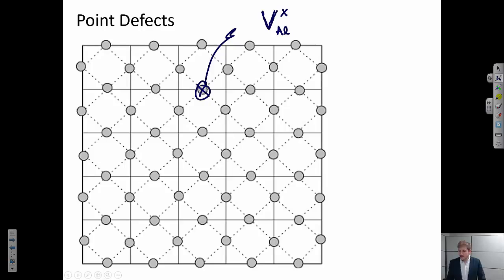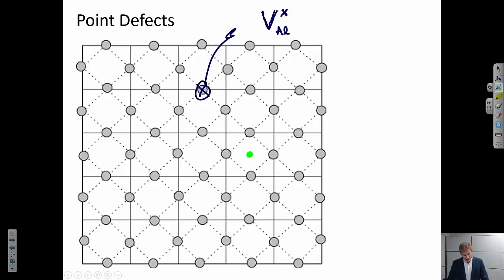And then we give a symbol that refers to the charge of this point defect. So in this case, aluminum vacancy in aluminum lattice is a neutral charge. So we put an X there. So vacancy is the first type. The second type would be an interstitial. And that is if we have some other atom sitting in a site in this lattice that is not normally occupied.